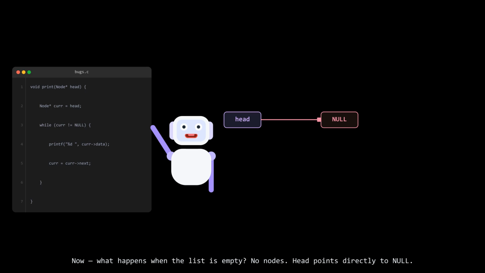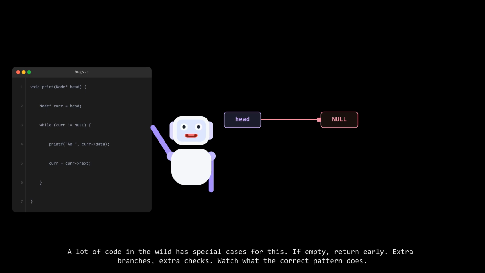Now what happens when the list is empty? No nodes. Head points directly to null. A lot of code in the wild has special cases for this. If empty, return early. Extra branches, extra checks. Watch what the correct pattern does.